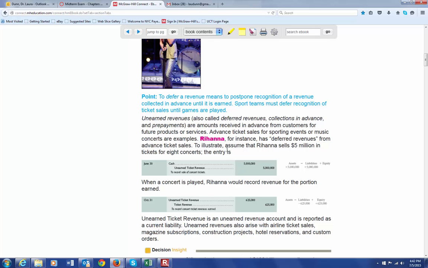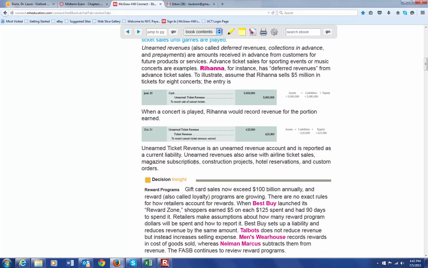Now, if all the concerts take place as they were supposed to, now this money is earned. So they can transfer it. Well, they give an example here of one concert that was worth $625,000. So you can transfer the $625,000 out of unearned ticket revenue into ticket revenue. And the way we do that is by debiting or decreasing the unearned ticket revenue account and then increasing the revenue account called ticket revenue by crediting it for $625,000. So they just explain that here.